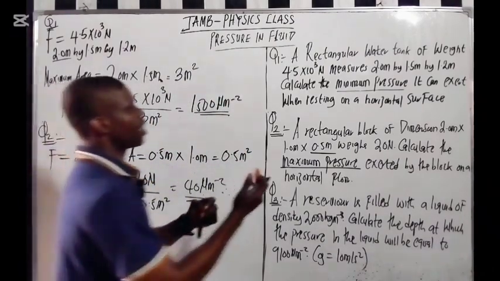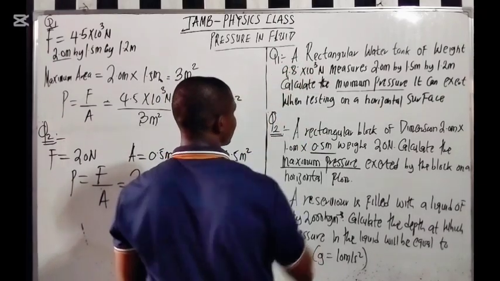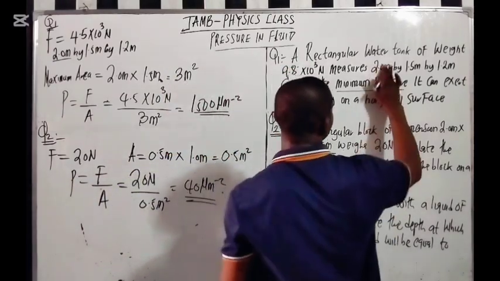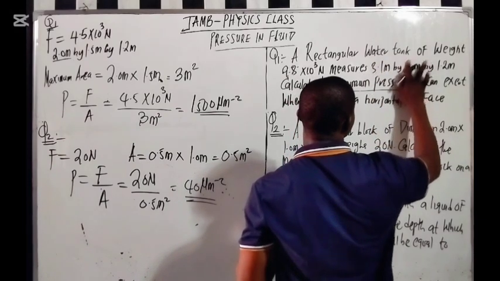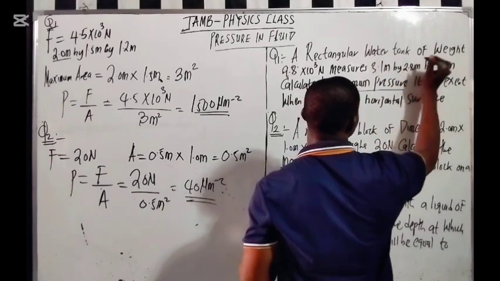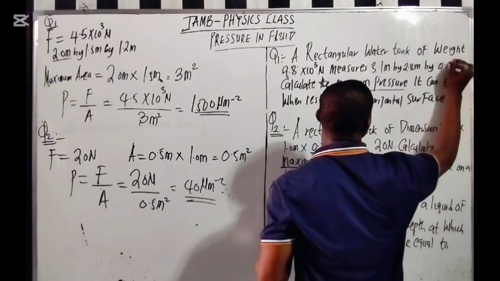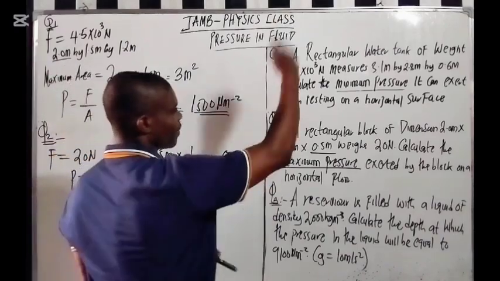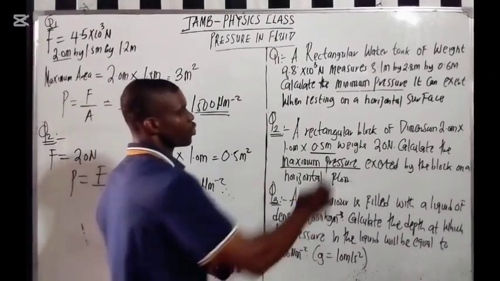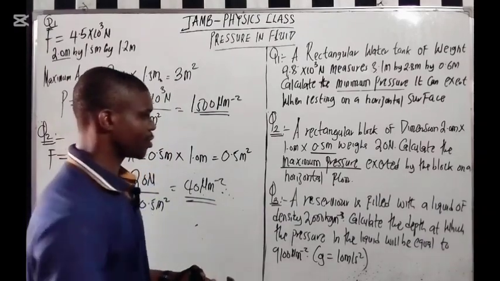Just now, let us change the value here. Let us say we have 9.8, right? And let us say 3.1 meter by 2.8 meter by 0.6 meter. Okay. Let us change the value here. You understand? So we change the value here. Solve this question one. Leave your answer in the comment section.